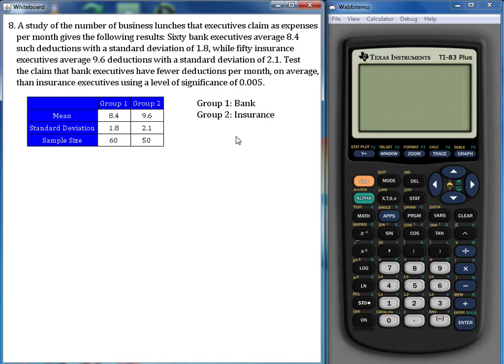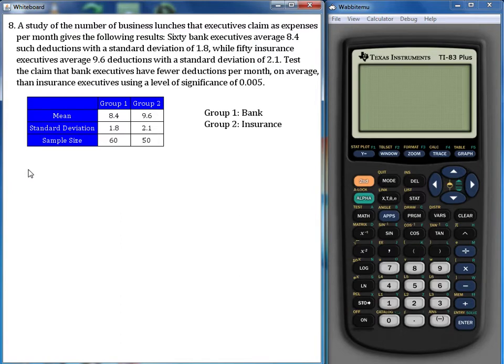Now, it doesn't matter which one I choose for group 1 and which one I choose for group 2, as long as I'm consistent with that throughout the problem. So my claim here, the thing that I'm testing, is that bank executives have fewer deductions per month on average than insurance executives. So I'm going to test the claim that mu1 is less than mu2.